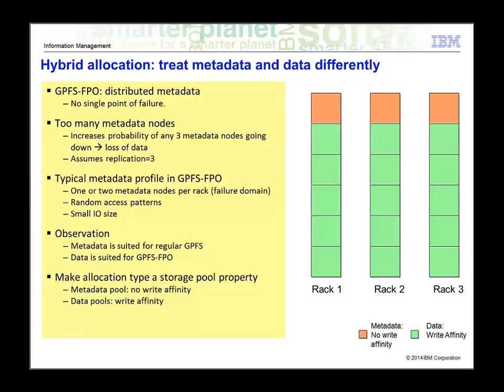So how do you get around this? Well, GPFS FPO has the concept of storage pools. Because of that, you can treat sets of data differently. Metadata should be assigned to a storage pool with a property of no write affinity, and the normal Hadoop data should be assigned to a storage pool with a property of write affinity.